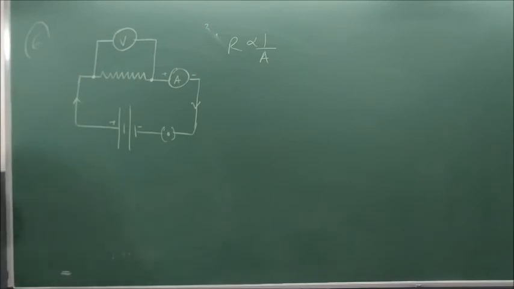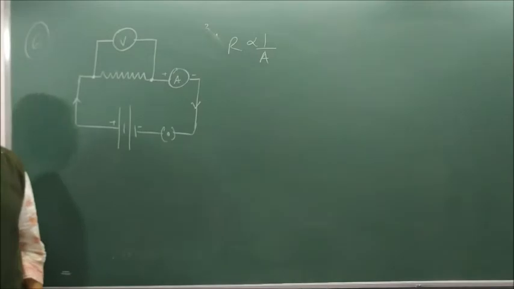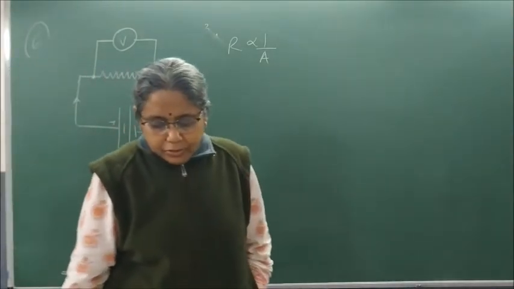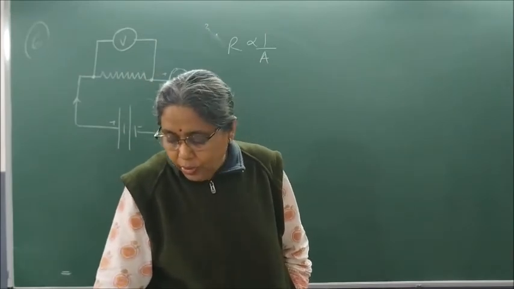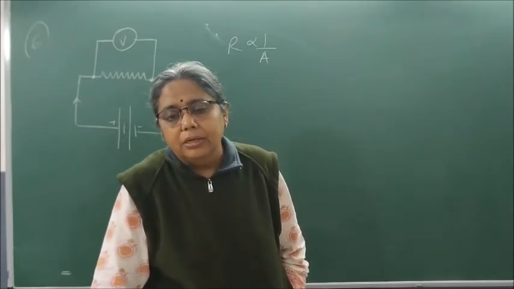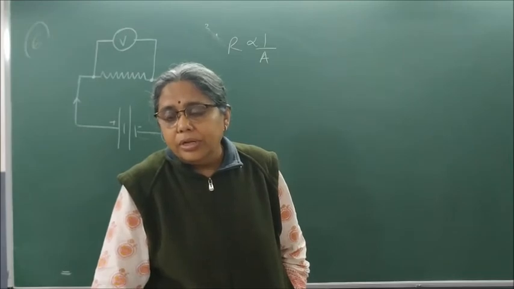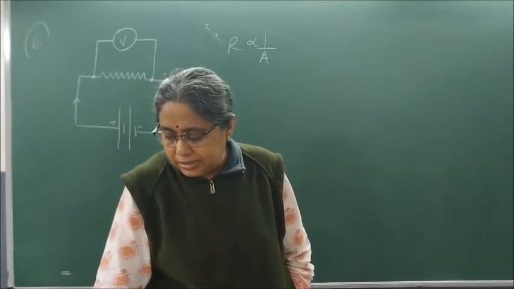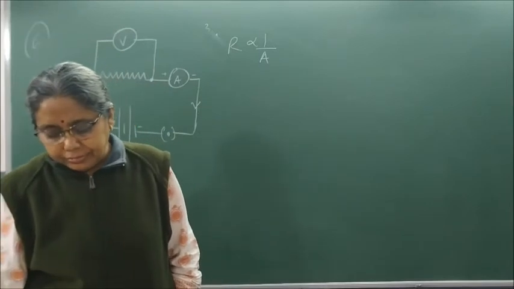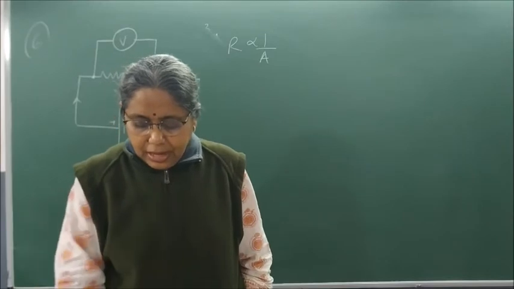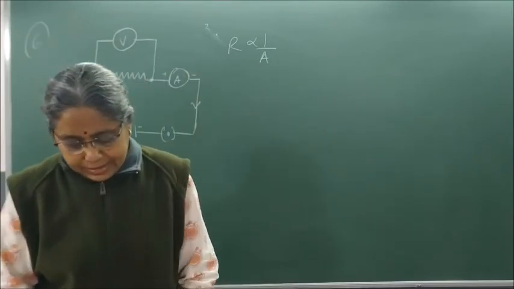Now write. After drawing the circuit, write: Voltmeter is always connected in parallel as it is a device of high resistance.